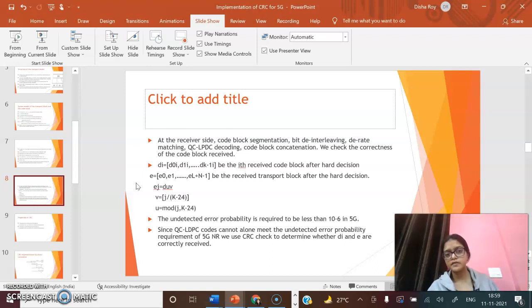So here Di is the ith received code block after hard decision, and E is the received transport block after the hard decision. So here the undetected error probability is required to be less than 10 to the power minus 6 in 5G, and since QC-LDPC codes cannot alone meet the undetected error probability, here we use the CRC to determine whether the Di and E are correctly received.